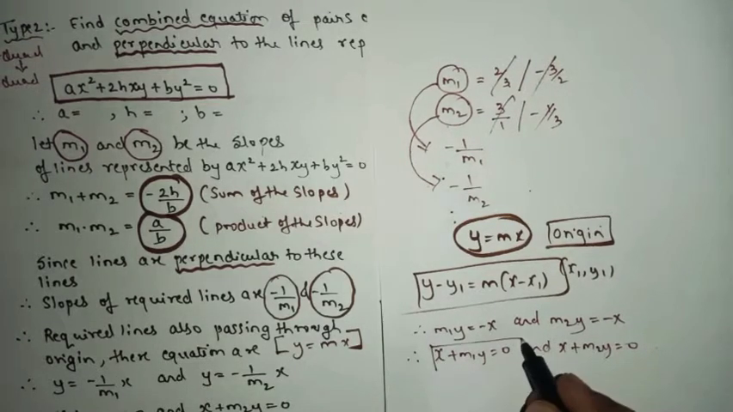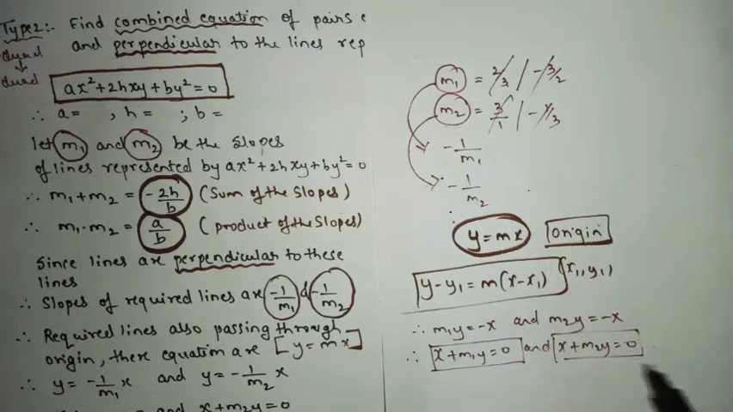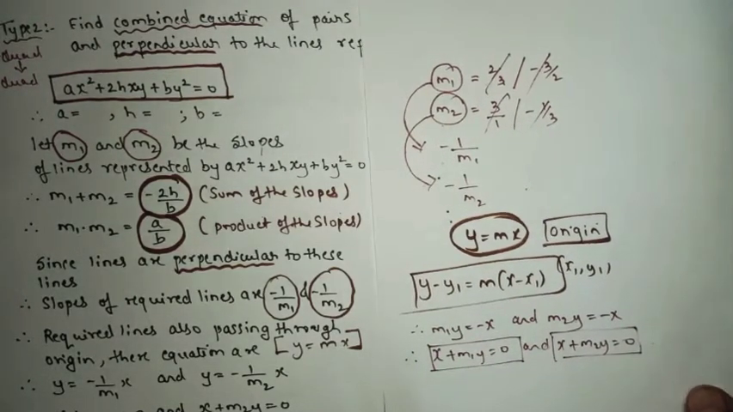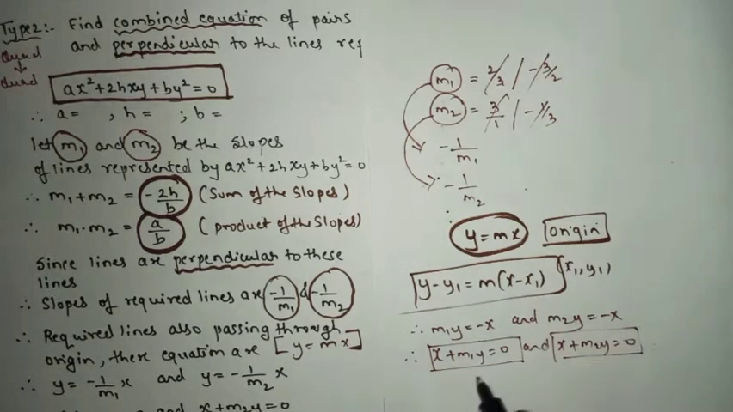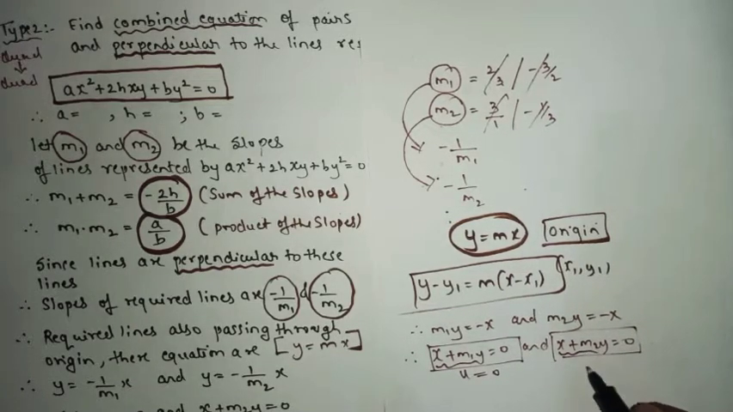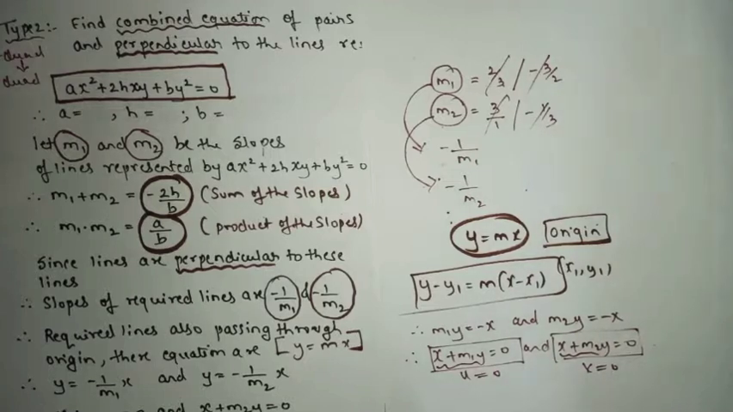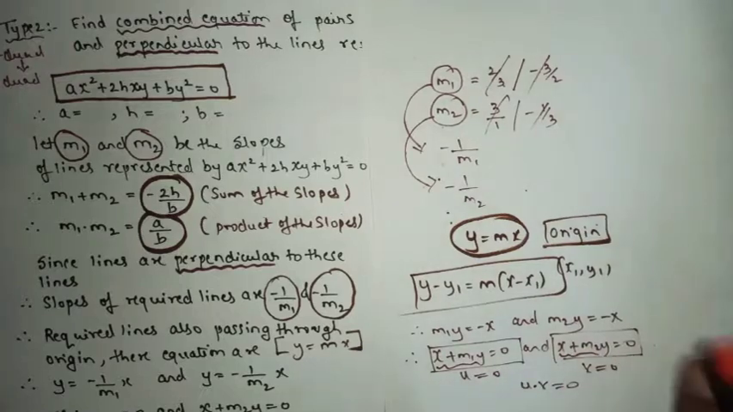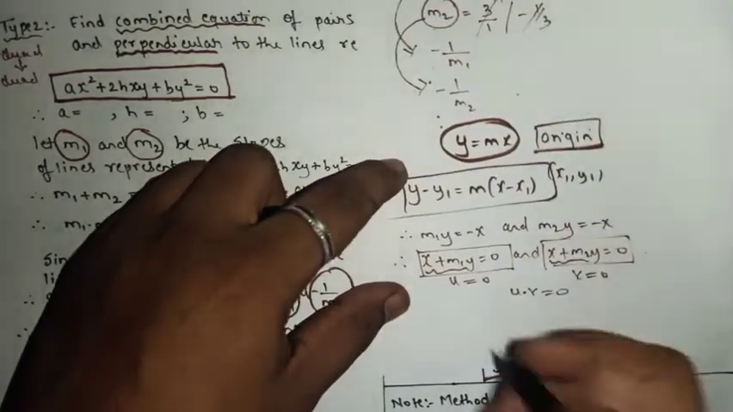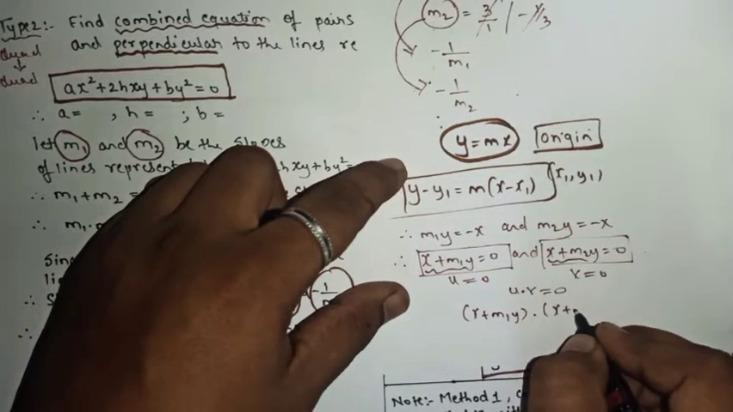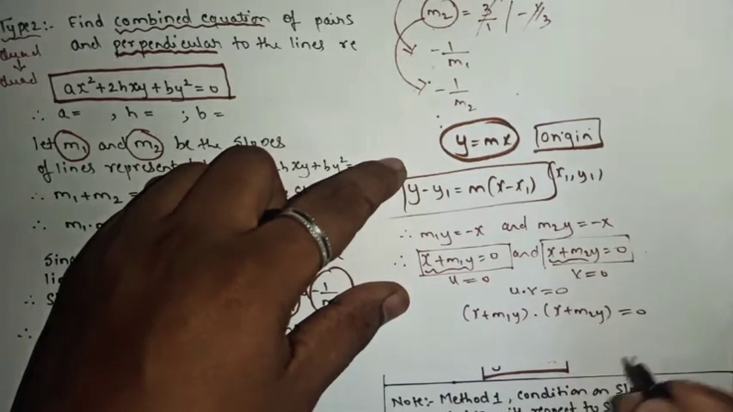So here we got two separate linear equations, yes or no? Why is it linear? Because the power of the variable here is 1. Now assume this line as u equal to 0 and this line as v equal to 0. So the combined equation will be u into v equal to 0. Multiply this, and what you will get is x plus m1y into x plus m2y equal to 0.